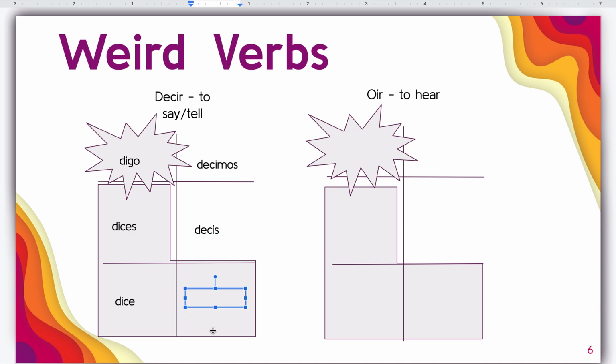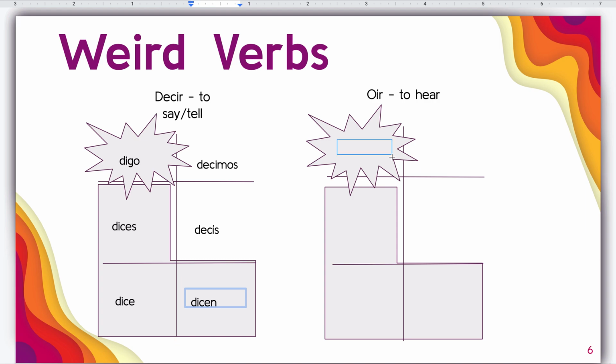Okay, and the ustedes form is dicen. So that is decir, and that is how you conjugate decir in all 6 forms. All right, oír I've left for the last because it is the most weird.